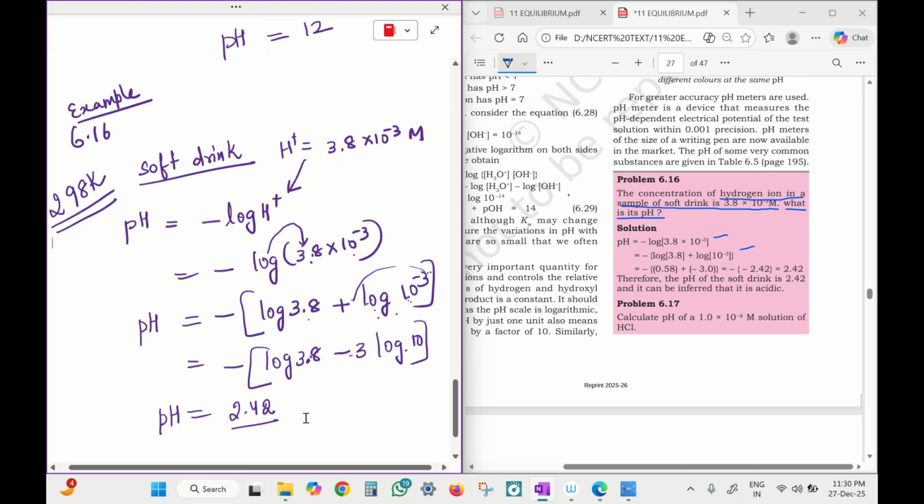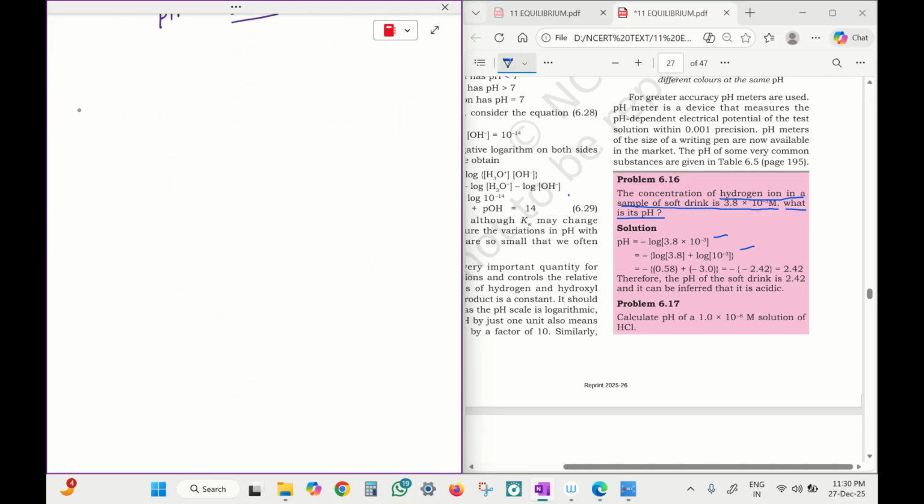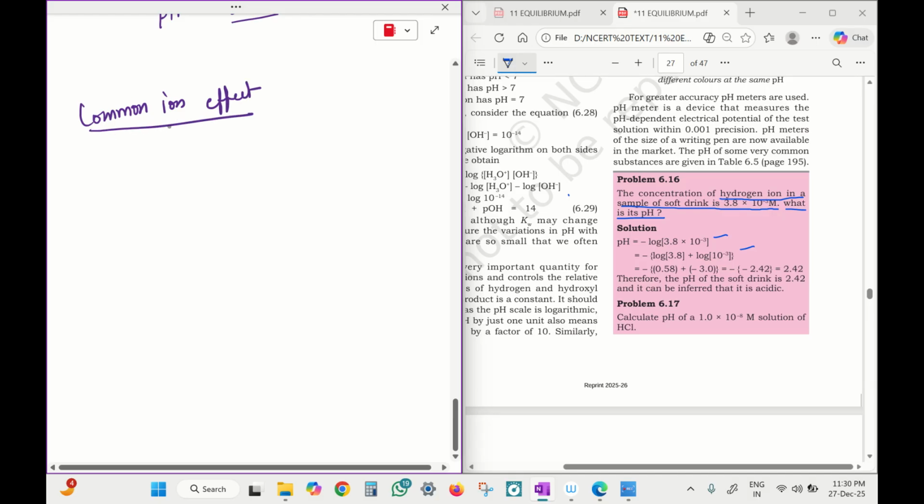To understand 6.17, we will have to understand another concept called the common ion effect. The common ion effect is an application of Le Chatelier's principle to the equilibrium. We know how the Le Chatelier principle directs the equilibrium to go in the forward direction or in the backward direction, depending upon the changes made in the concentration. So here also it is the same.